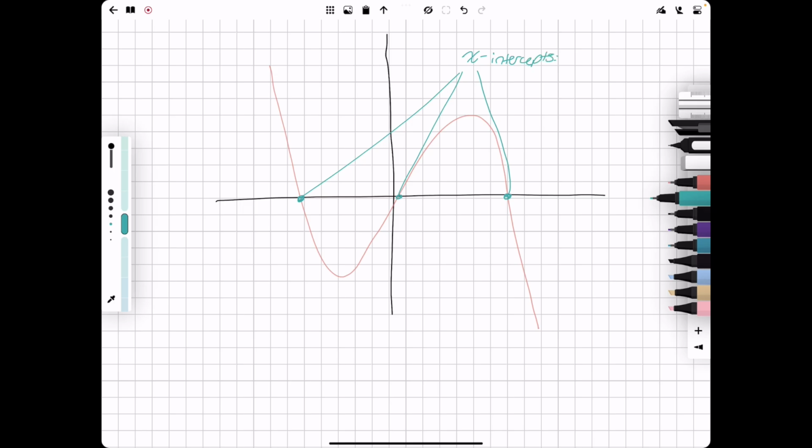You can also say it's values for x for which y equals 0. The intercepts are here, and here, and here. That's where y equals 0. Okay? We have some other key points in this graph. Up here would be called a relative maximum.